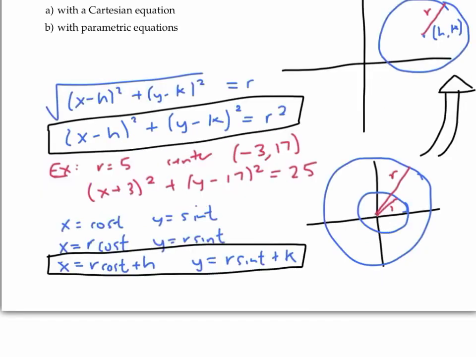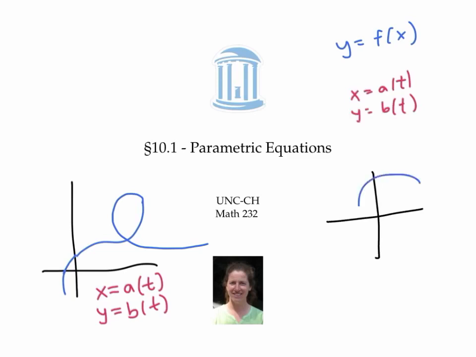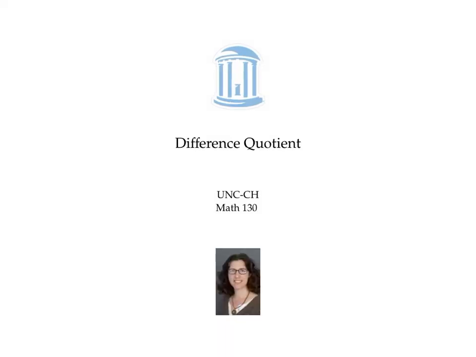We can write our same example circle in parametric equations as x = 5 cos t − 3, y = 5 sin t + 17. In this video, we translated back and forth between Cartesian equations and parametric equations, with a special emphasis on the equations for circles.